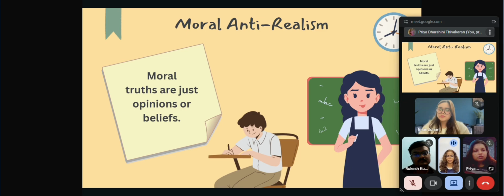In short, cognitivism says a moral statement can be true or false. Moral realism says some moral truths are real. And lastly, moral anti-realism says moral truths are just opinions or beliefs. That's all from me.